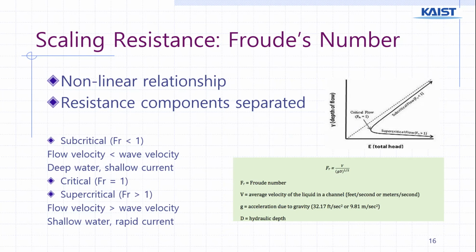But if it's less than 1, then that means the wave velocity is higher than the flow. This is more present in deep water with shallow currents, and supercritical is when it's greater than 1 and the inverse. This is a concept very tied to fluid mechanics. But generally, that's how it's applied to making effective estimations of larger ships.